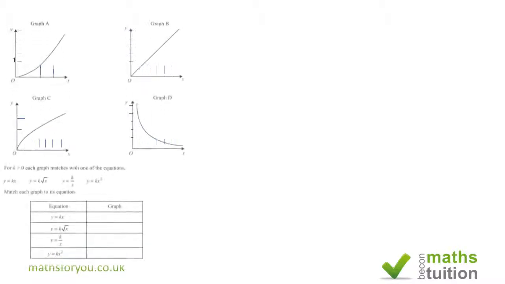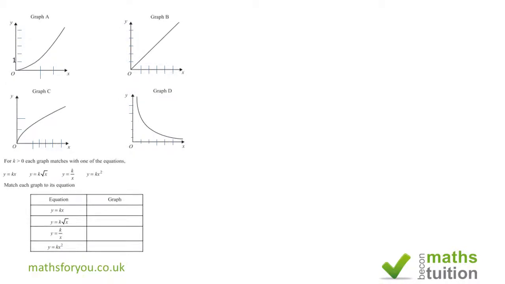Now the original question has not got any scales or divisions in it, so I've included scales or divisions to help me to explain. The question is asking us to match these graphs to these equations here. I've done the divisions and I've assumed that k is equal to 1. I should try and explain.